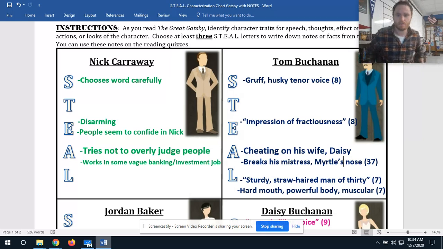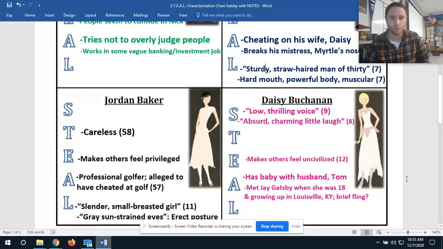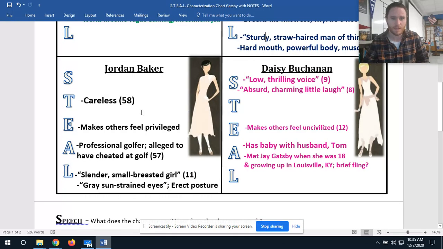His look is described on page 7 as a sturdy, straw-haired man of 30. So he's 30 years old, and he must be sort of blondish, dirty blonde, straw-haired. He's also described on page 7 as having a hard mouth, powerful body, and being muscular. Pause the video if you want to jot down any of these notes. Nick, Tom. Now we also meet on page 8, 9, 10, Jordan Baker and Daisy Buchanan.